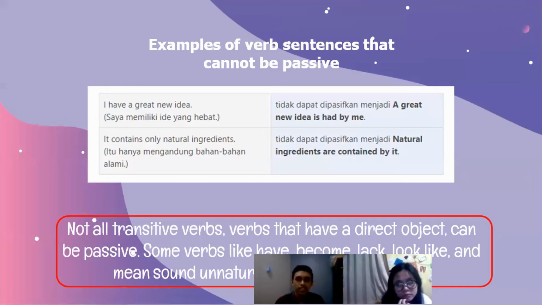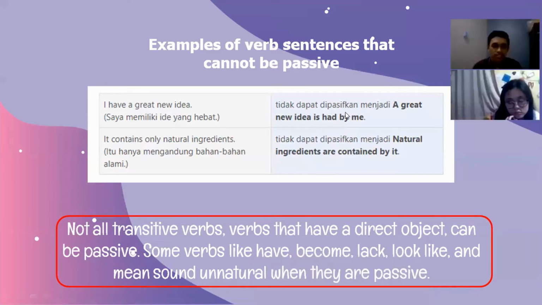Jadi, for example, I have a great new idea. Saya memiliki ide yang hebat. Tidak dapat dipasifkan menjadi a great new idea is had by me. Itu tidak bisa jadi. For this reason, not all transitive verbs that have a direct object can be passive. Some verbs like have, become, like, look like, and mean sound unnatural when they are passive.